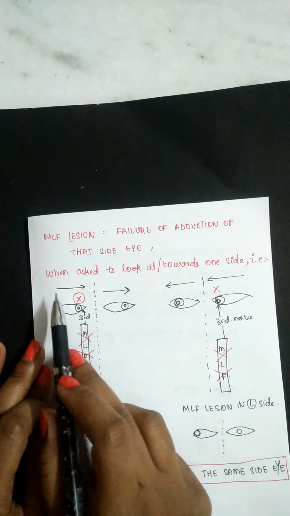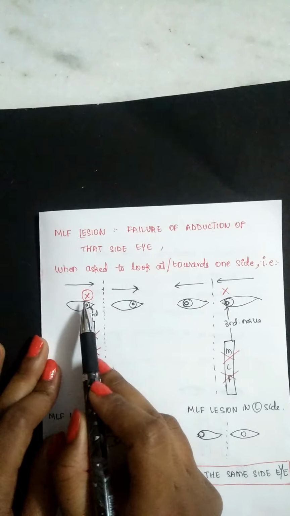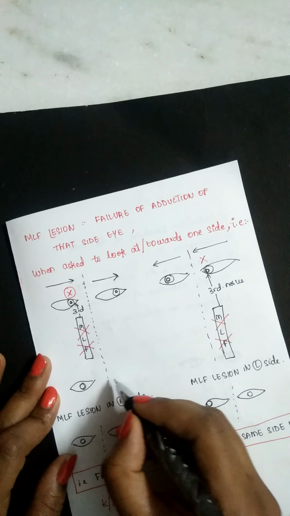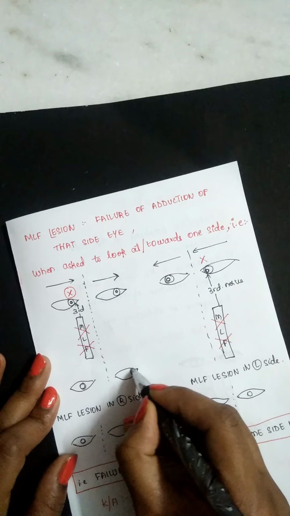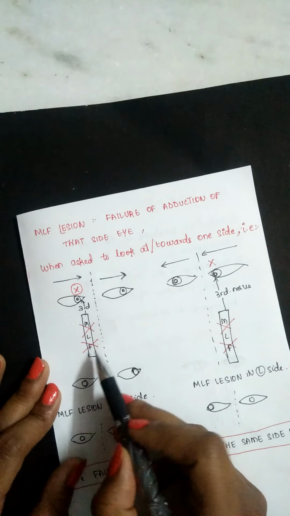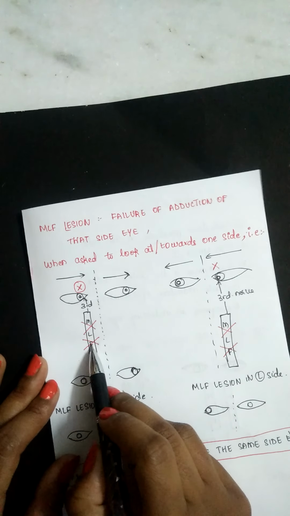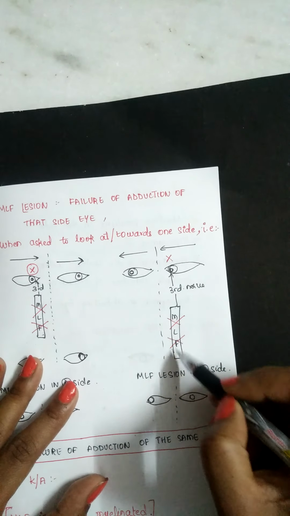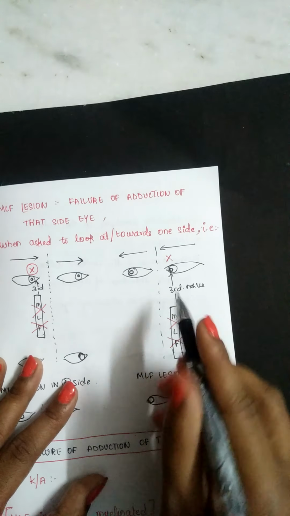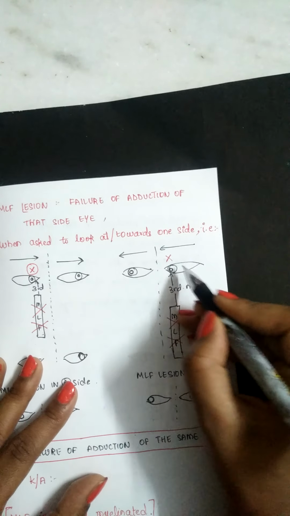Therefore, when the patient tries to look towards that side, instead of the eyeball rolling like this, what will happen is this eye cannot adduct, but this eye will abduct. So this is what will happen if an MLF lesion occurs in this part. What will happen if the MLF lesion occurs in this eye? You always remember this is right and this is left.